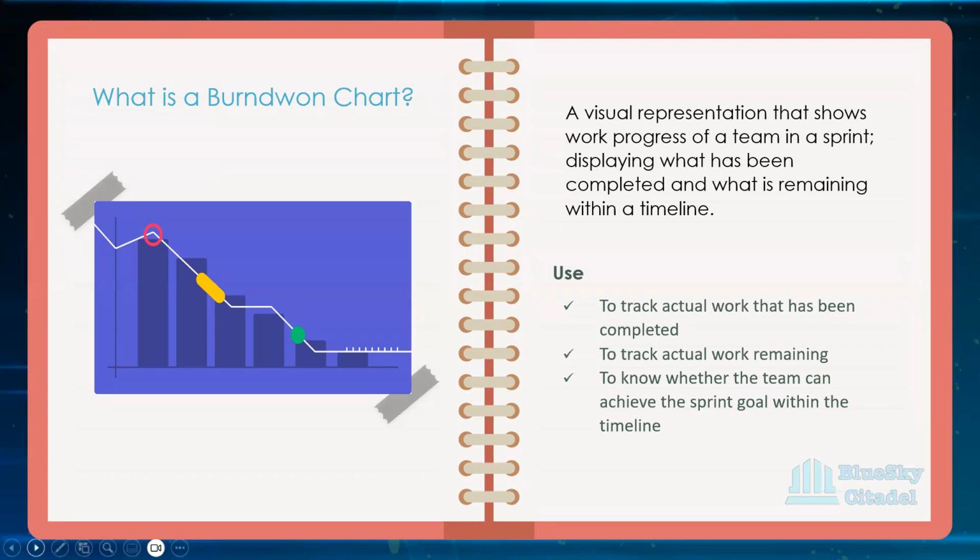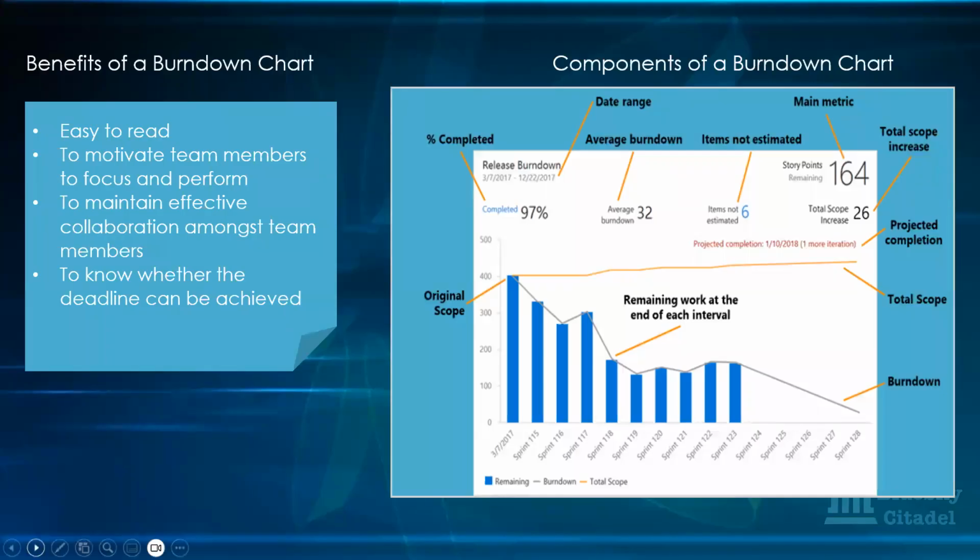So you don't use the chart to pressurize them, because then you might get low quality being added to the product. You don't want to do that, but you want to use it to motivate them. Peradventure, if they have not been working the way they should work, you're able to use it to motivate them to increase their pace while they're working. Okay, so these are just samples of a burn-down chart.